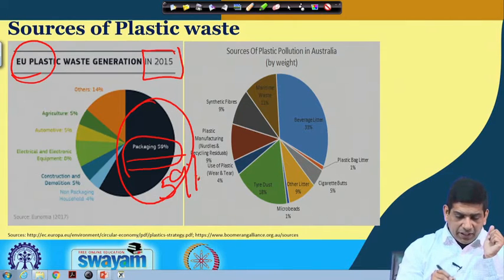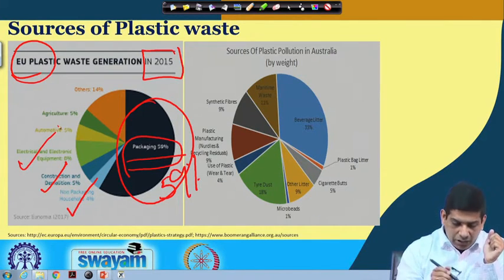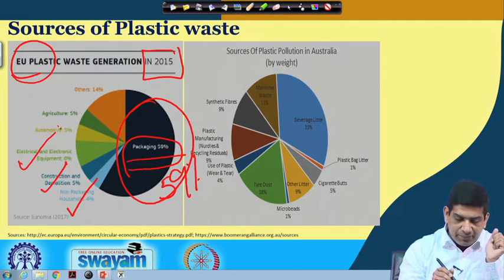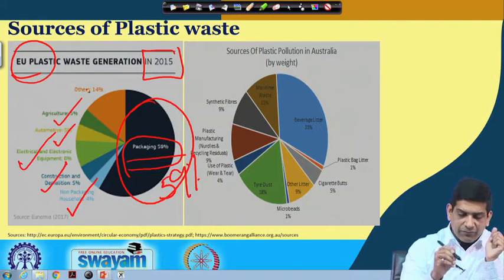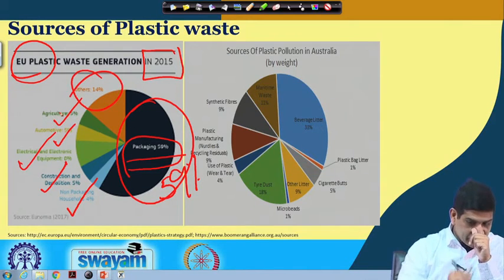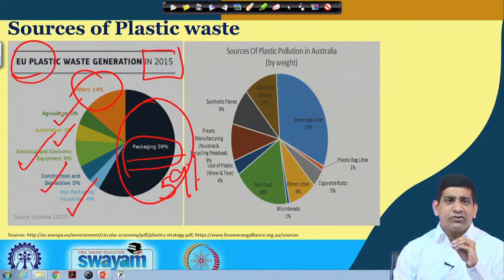Then we have, as you can see, construction and demolition at 5%, non-packaging household 4%, electrical and electronics around 8%. We have automotive 5%, agricultural 5%, and then there are some other sources at 14%. But packaging is the bulk of it at 59%, close to 60%. So 60% of the waste is packaging plastic waste.